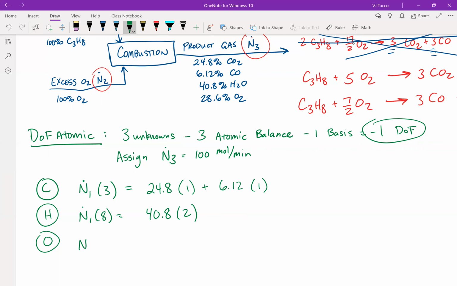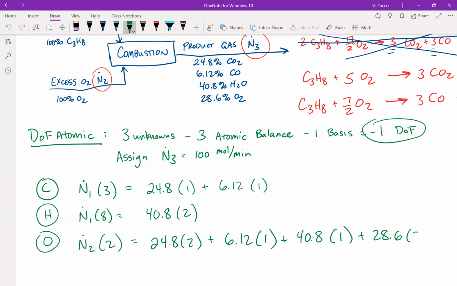Okay, O2 is going to be N2 times 2 is equal to 24.8 times 2 plus 6.12 times 1 plus 40.8 times 1 plus 28.6 times 2.